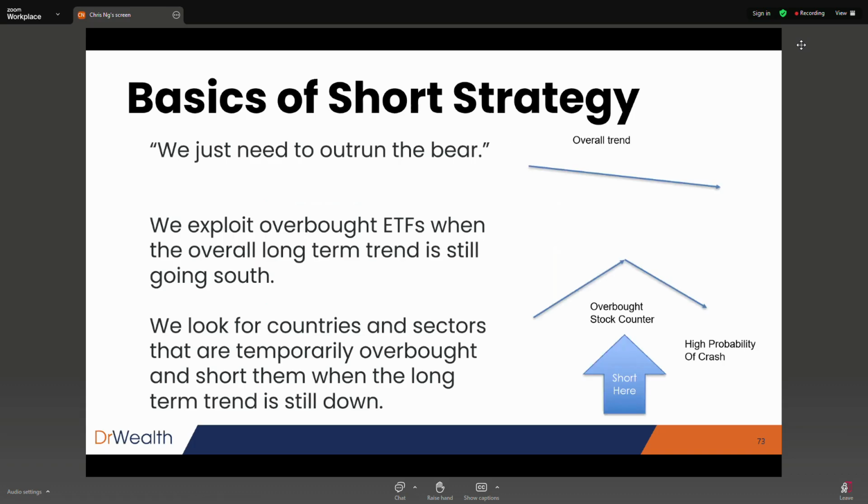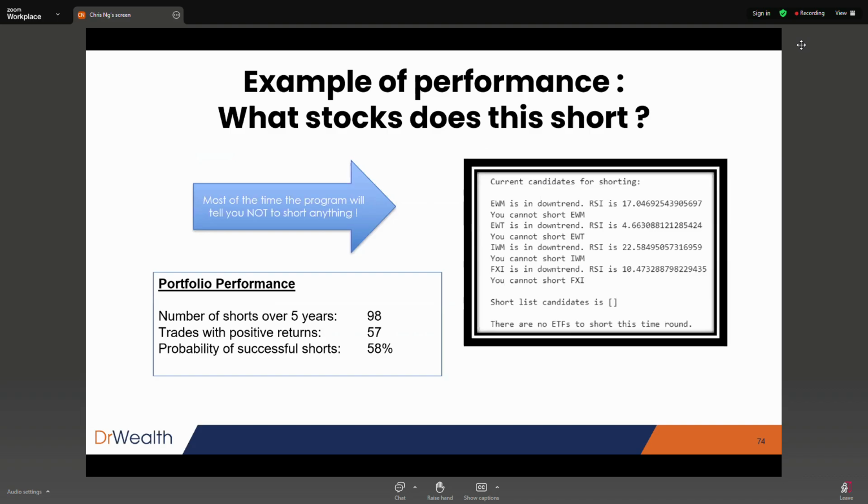So we just need to outrun the bear. Where the overall trend is negative, we buy exchange traded funds where the long-term trend is still going south but it's temporarily positive, and then you short it, and when it's gone down a little bit, you buy back. A good short strategy should seldom wake up. Most of the time, the program will tell you not to short anything. Over 5 years, there are only 98 trades, but 58% of these trades are positive. So a good short portfolio has the ability to generate results like this.